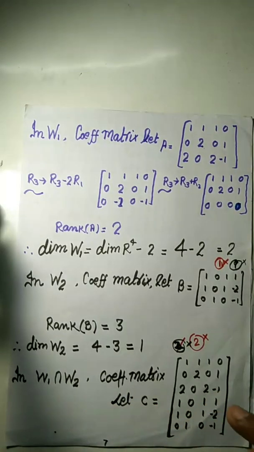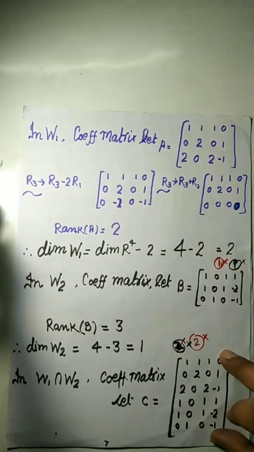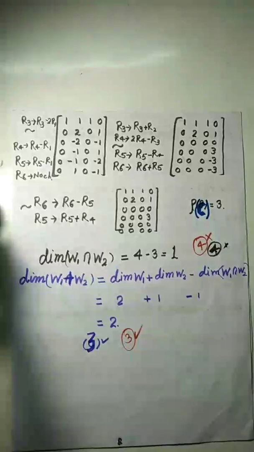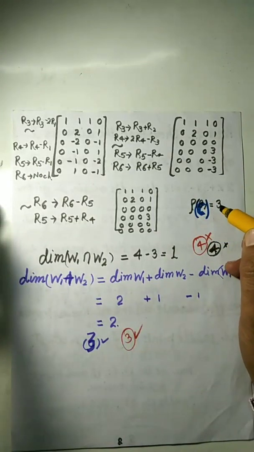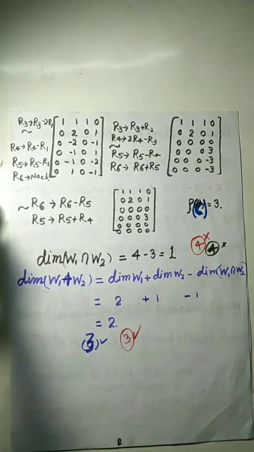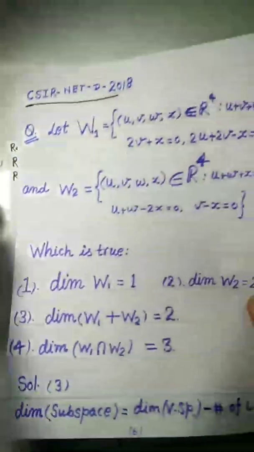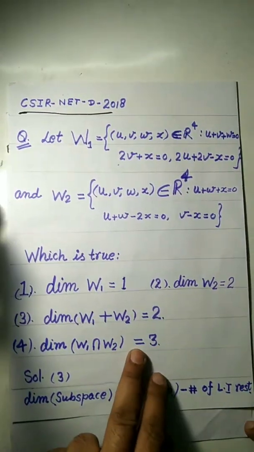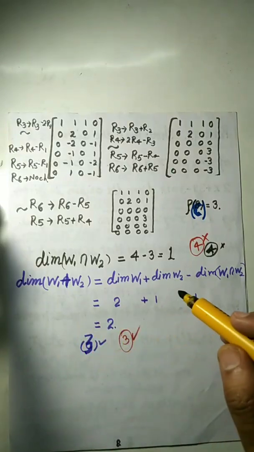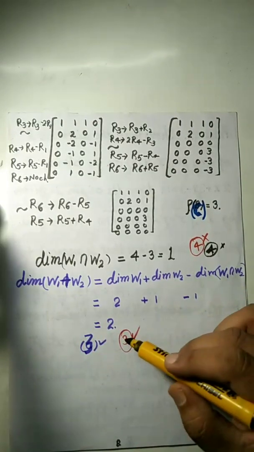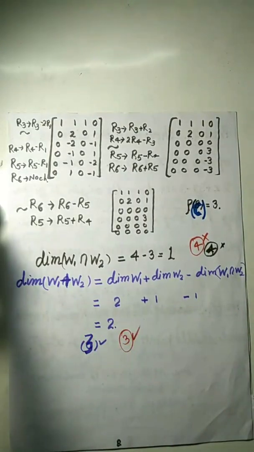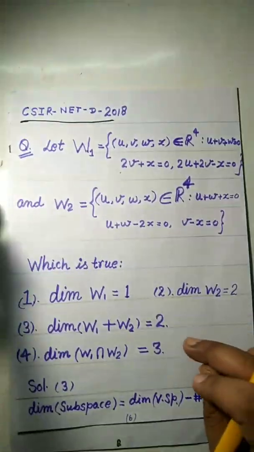For intersection, coefficient matrix will be this one. We obtain rank of this coefficient matrix C by row reduced echelon method. So rank is 3. Dimension of this intersection will be 1. Therefore, option 4 is not correct. Let us consider this dimension W1 plus W2, using this formula, putting the value, we will obtain dimension of W1 plus W2 is 2. Therefore, only option 3 is correct.